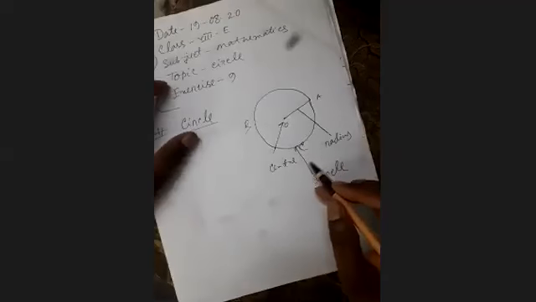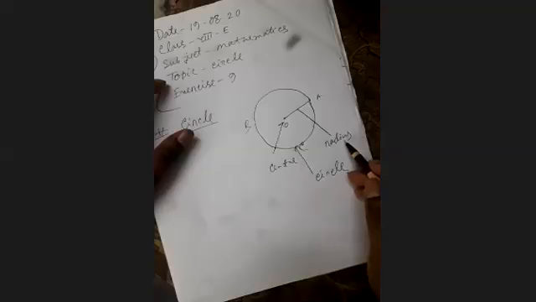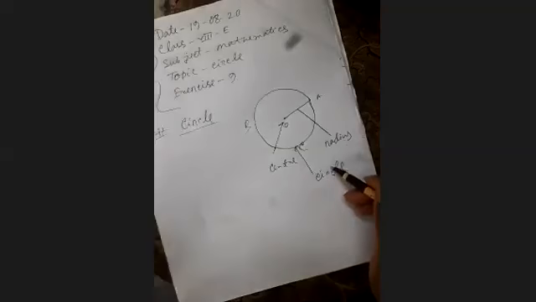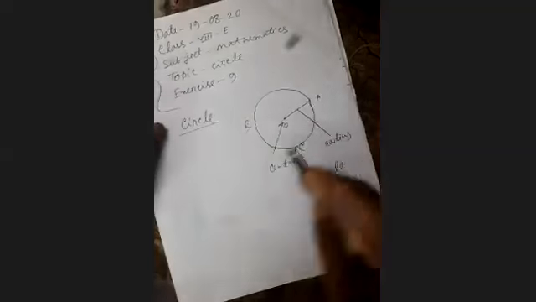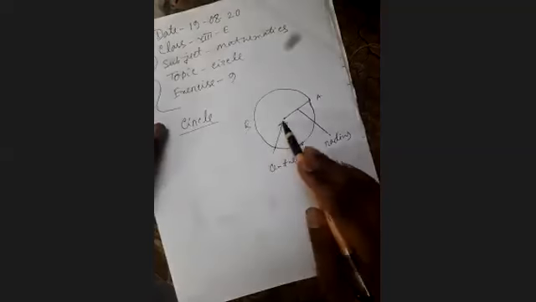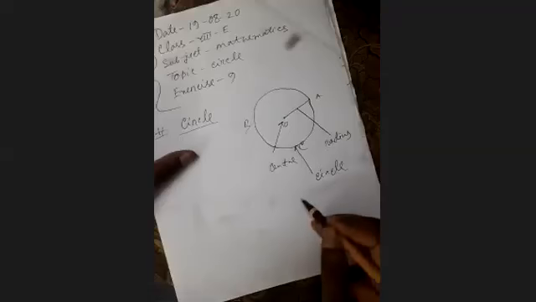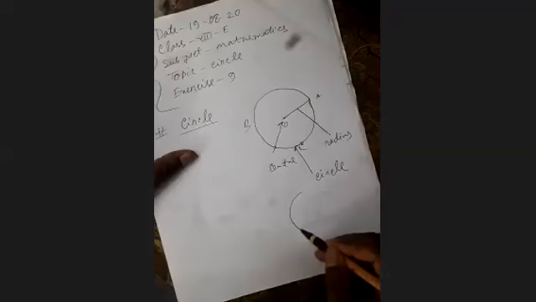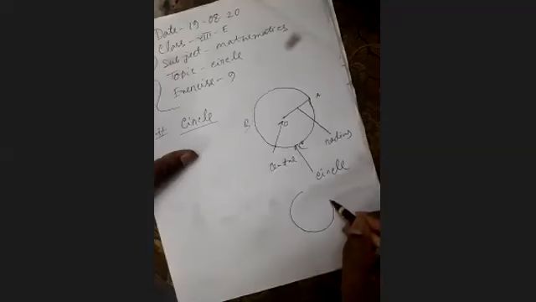Now we know about the circle's three pieces of information. One is the center, the second is the radius, and the circle itself. The body, the curved line, is called the circle. The fixed point is called the center, and the fixed distance is called the radius. Sir, I didn't understand radius.